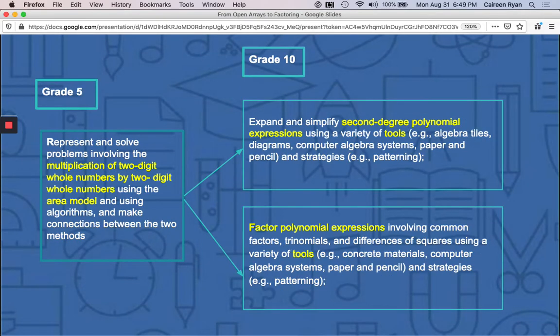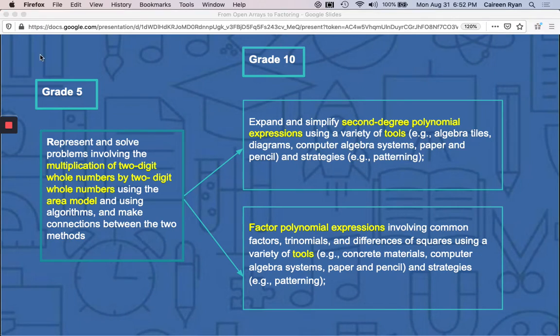In grade 5, students represent and solve problems involving the multiplication of two 2-digit whole numbers, and this is what we were looking at in the minds-on. Then, the next new thing that they do with that information is in grade 10, where they expand and simplify second-degree polynomial expressions using a variety of tools, and factor polynomial expressions. So that's quite a large amount of time that goes by between grades 4 and 5 and grades 9 and 10. So it can be really helpful for us to have this opportunity to give students, or to review with students, the conceptual framework that will inform the next steps.